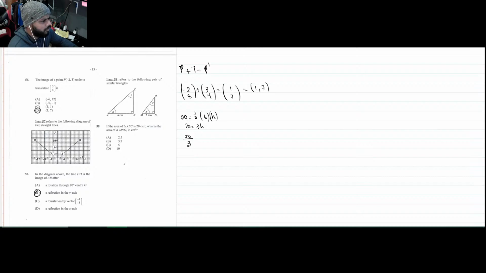Half of 6 is 3. Area of ABC is 20 centimeters squared. This is equal to my height. This one here is half of this one here. So my height here will be half of 20 over 3, which is 10 over 3. So this is my height ON. With 10 over 3, the area of OMN, the smaller one, will be a half base by perpendicular height. The 3's cancel. Half of 10 is 5.